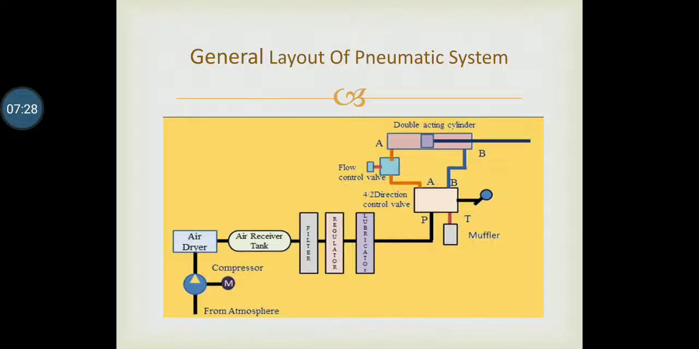But the problem is, in a pneumatic system we are going to use up to a certain pressure. Above that pressure we need to compulsorily switch to a hydraulic system.